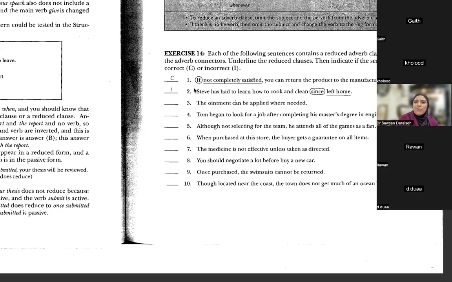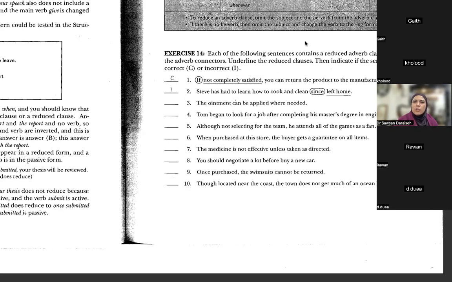Yes, Dr. Khulud, which one have you chosen? Number 3, the ointment can be applied where needed. Thank you so much. Yes, the ointment. It is a common sentence, on the prescription of any ointment. I think the sentence is true. The ointment can be applied.